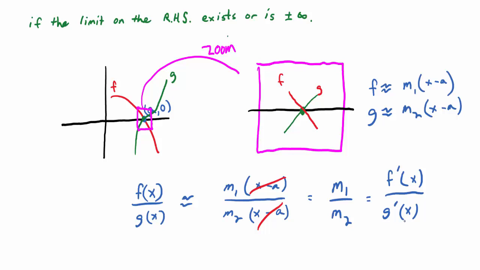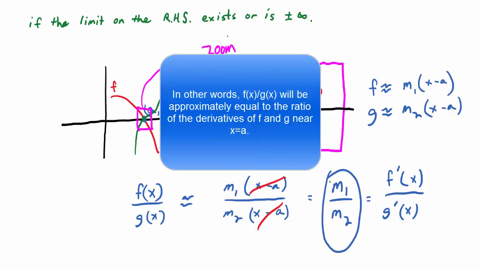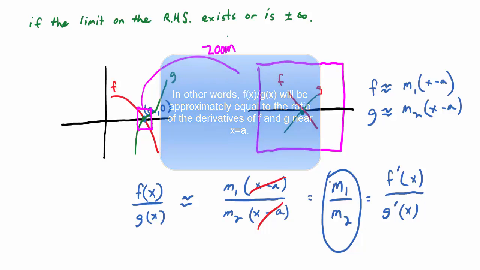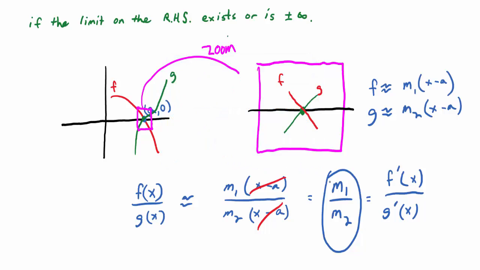So what we're saying is it doesn't matter. As x approaches a, this will be true. And so it's an indication. It's nowhere near a proof. In a more advanced class, you would do a rigorous proof of L'Hopital's rule.